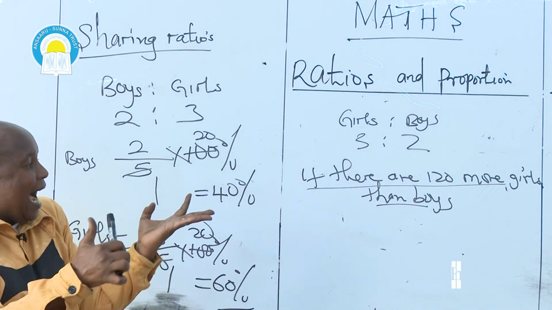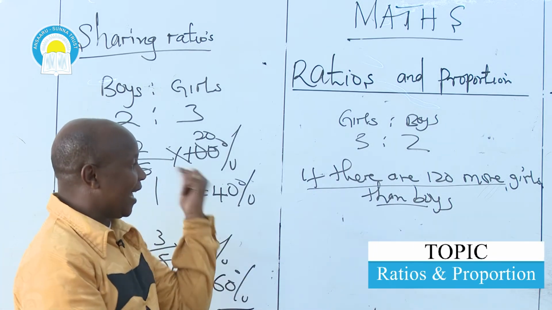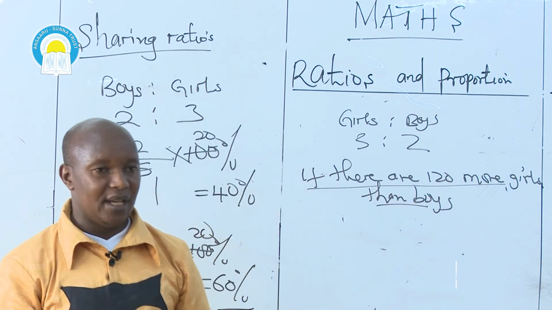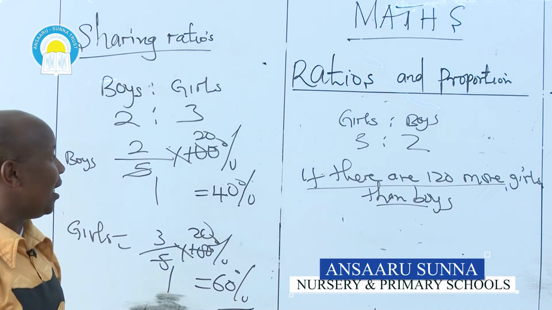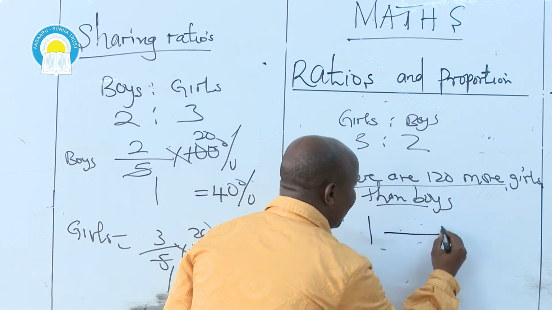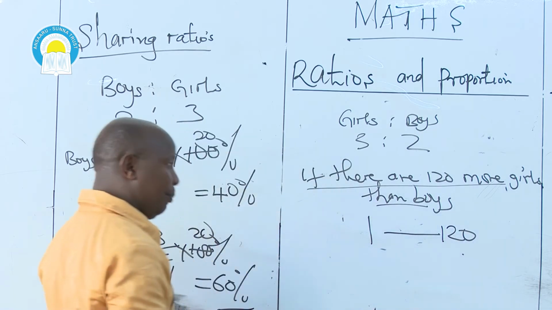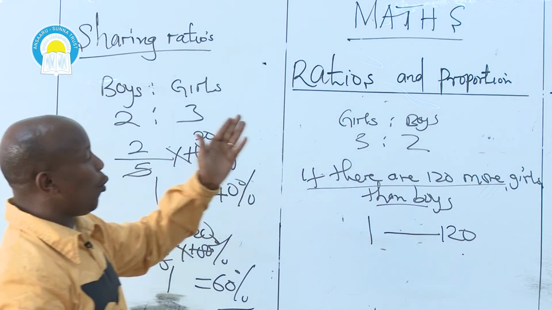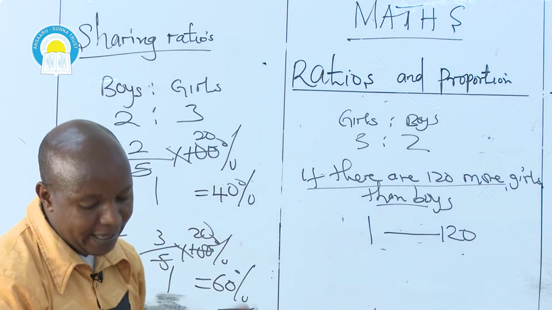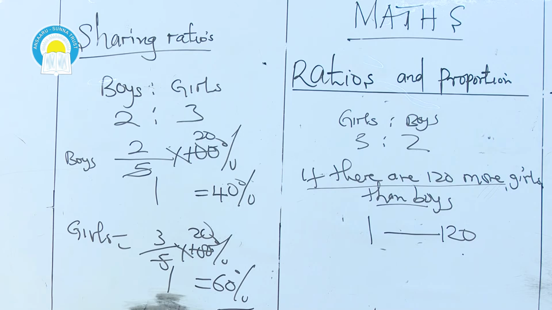So now, how comes that one? The examiner is telling us now there are 120 more girls than boys. So when you use your brain so well, you'll notice that the difference is 1, which should be equivalent to 120 pupils, because we are told there are 120 more girls than boys. Then the question is, how many boys were there in the school?